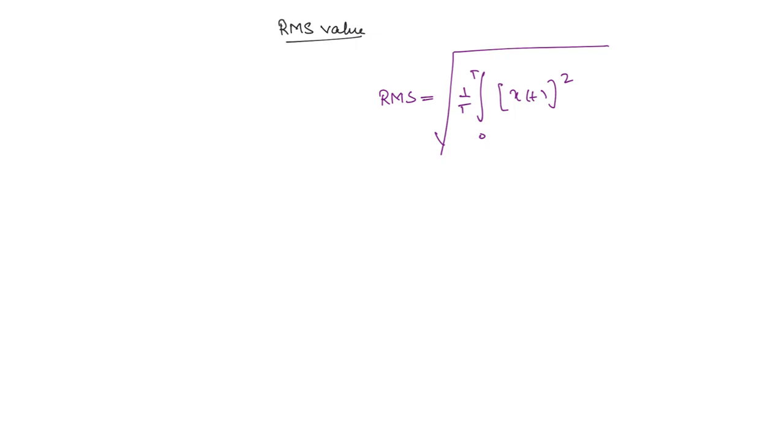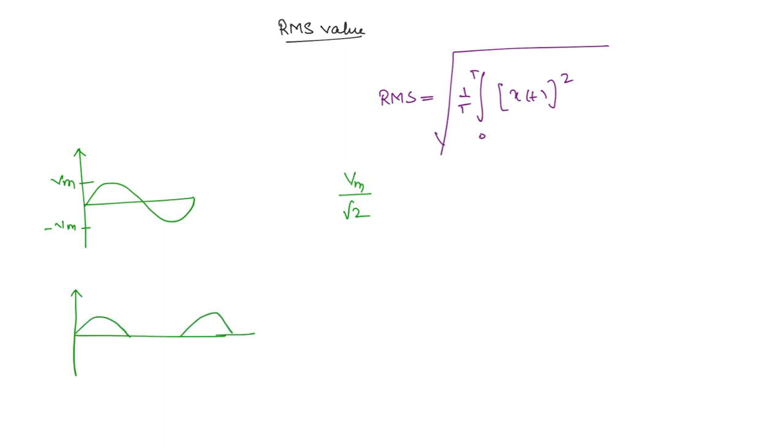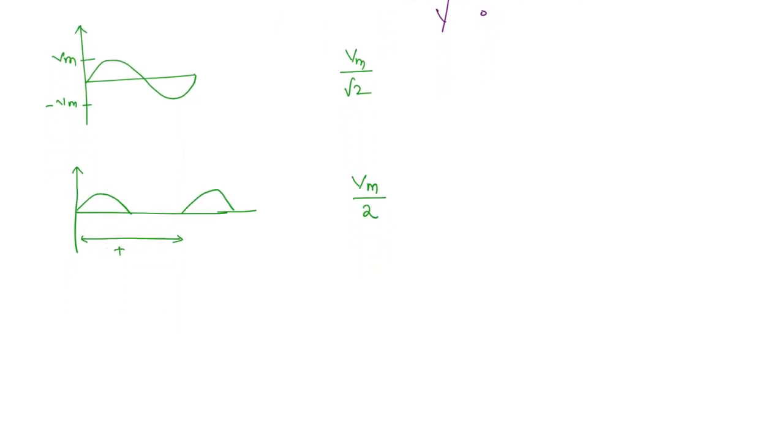So we already saw for a sine curve, when the maximum value is given by Vm, here it is minus Vm, then the RMS value is going to be Vm by root 2. What if it is a half sine wave, meaning that only the positive half cycle is present? So this will be the entire time period. In this case the RMS value is going to be Vm by 2. This is called the half wave rectified sine wave. That means it will have only the positive peaks.